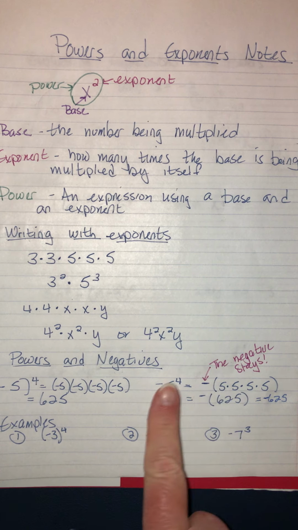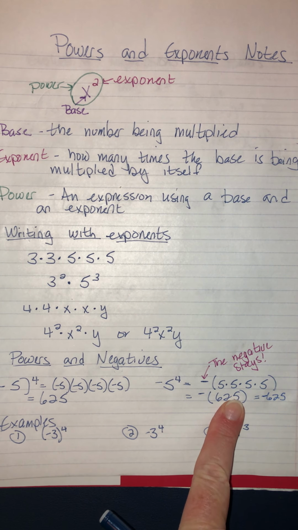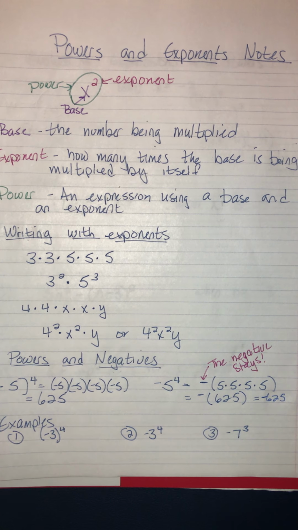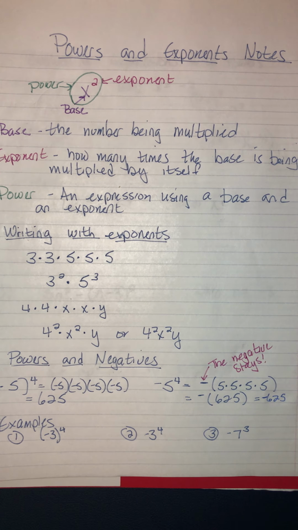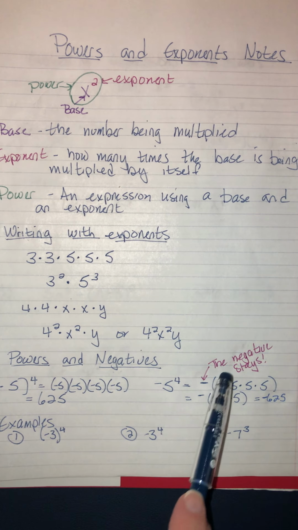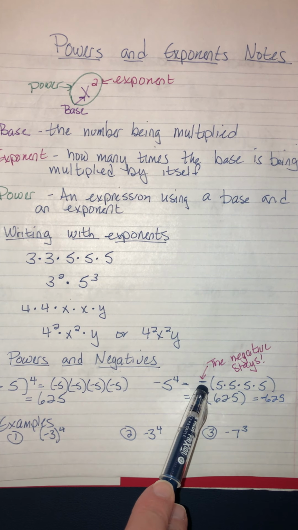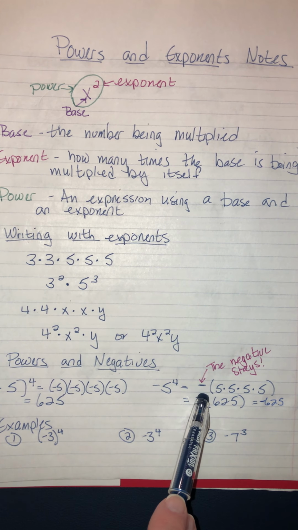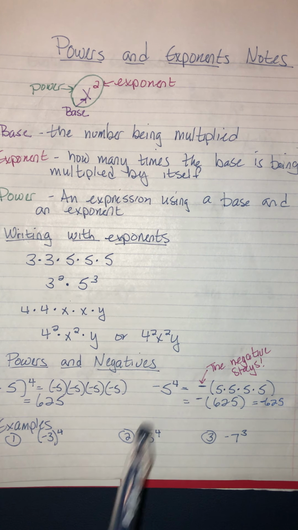Okay, now here, and this is where it gets a little tricky. You might look at this and say negative 5 to the 4th, and say, okay, so I'm going to do negative 5 times negative 5 times negative 5 times negative 5. But here's the tricky part. The negative stays. If it's negative 5 to the 4th, your answer is going to be negative. Okay?